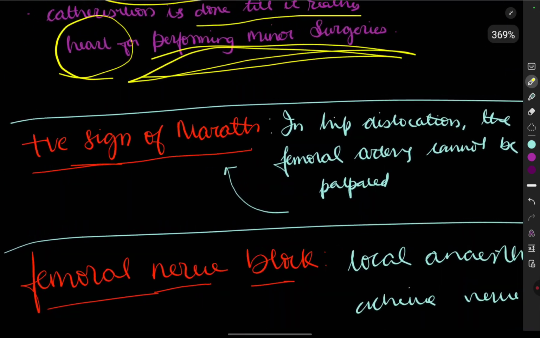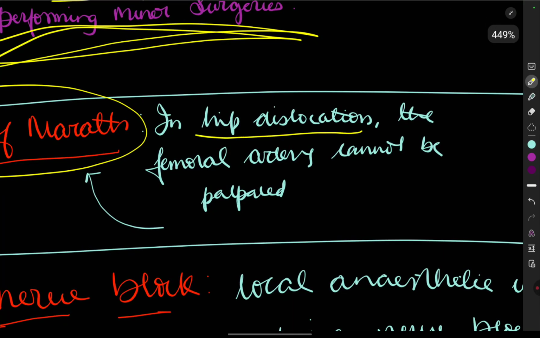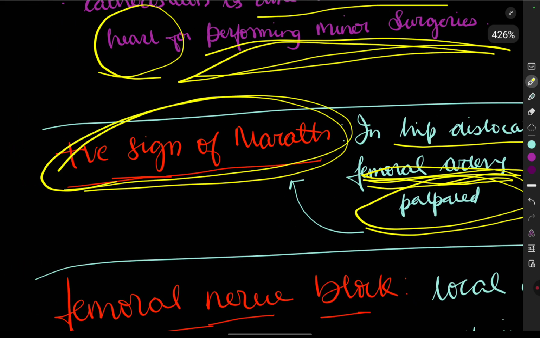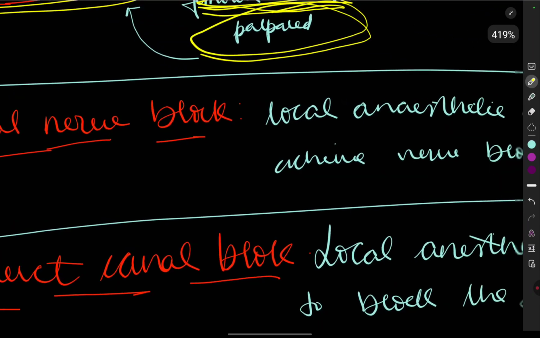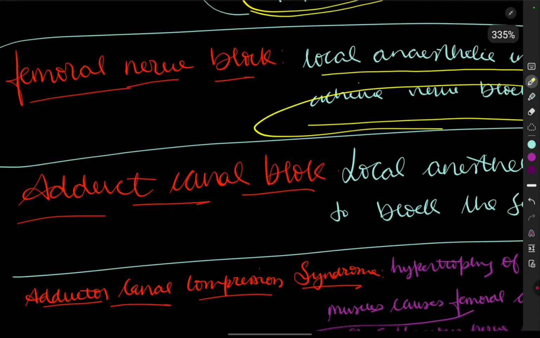Okay, now the positive sign of Nelaton. What is this? In case of hip dislocation, the femoral artery is also displaced, and if the femoral artery cannot be palpated, then the positive sign of Nelaton is seen. So this is the significance. And now we can see the femoral nerve block. If a local anesthetic injection is given around the femoral nerve, it blocks it. So this is called the femoral nerve block.